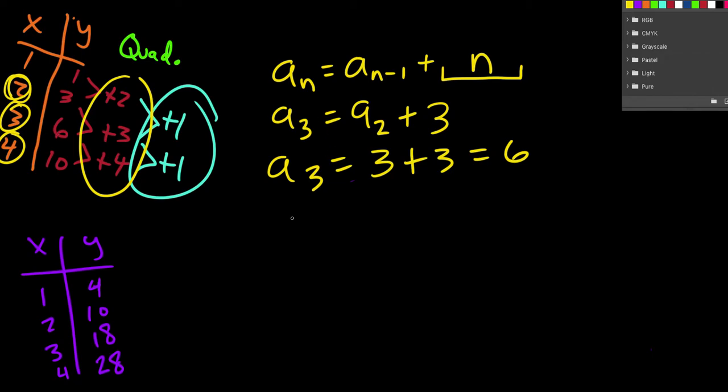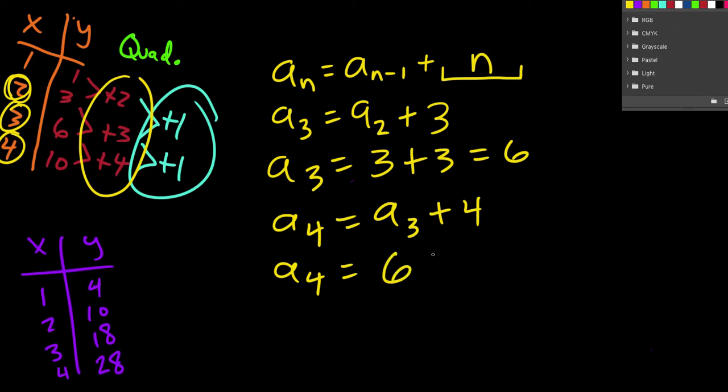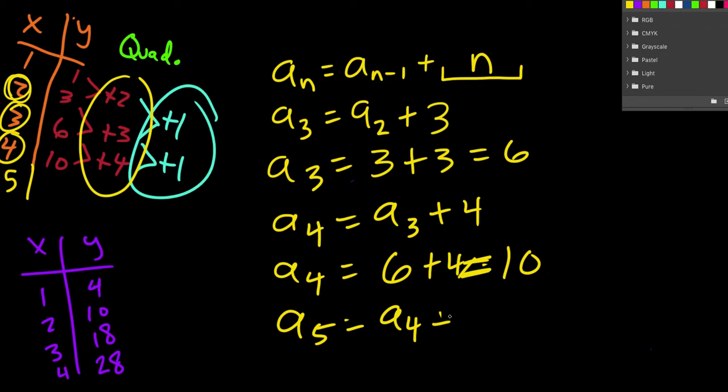Now let's try it for the next one. So a sub 4, so it's going to take the previous term, and we're going to add n to it. So this time n is 4. And so we say a4, and then the third term, we have it right here, was 6. And we add 4 to that, which gives us 10, and that is true. So if we want to find the fifth step, we'll say a5, it's going to be a4 plus 5, remember n this time is 5.